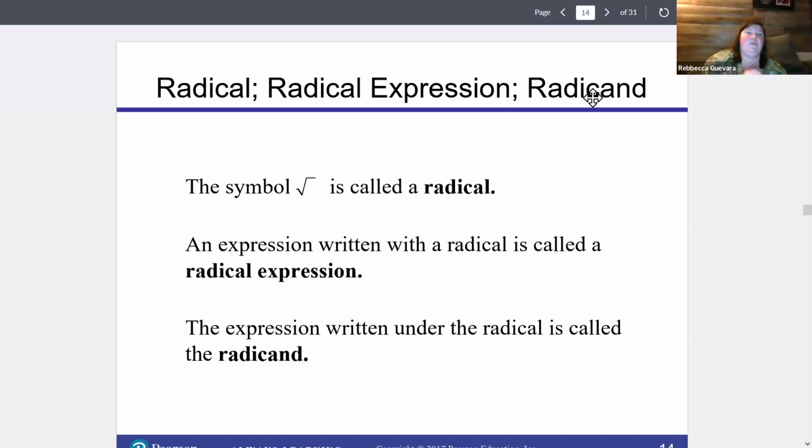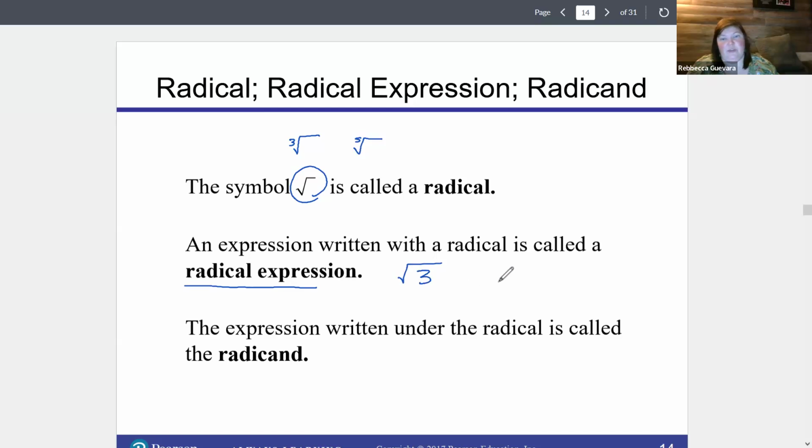All right, so we have what's called a radical expression, and a radicand. This symbol right here means a radical. We have other kinds of radicals. We can have cube roots, we can have fifth roots. But it's the symbol that we see here that we call the radical. So an expression written with a radical is going to be called a radical expression.